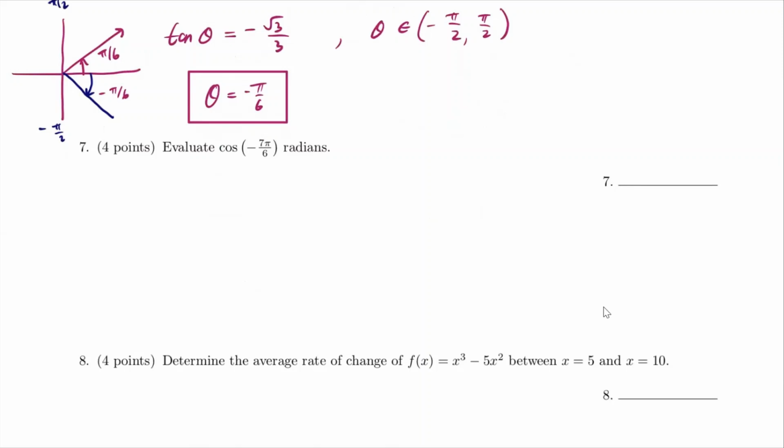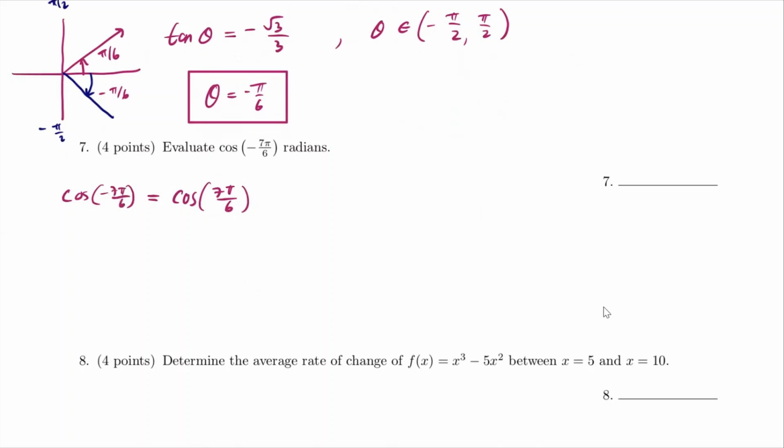Now, since cosine is an even function, we don't need to draw negative 7 pi over 6. We can just simply apply the property. This is cosine of 7 pi over 6. So note that cosine of negative 7 pi over 6 is equal to cosine of positive 7 pi over 6. And the reason for that is because cosine is an even function.